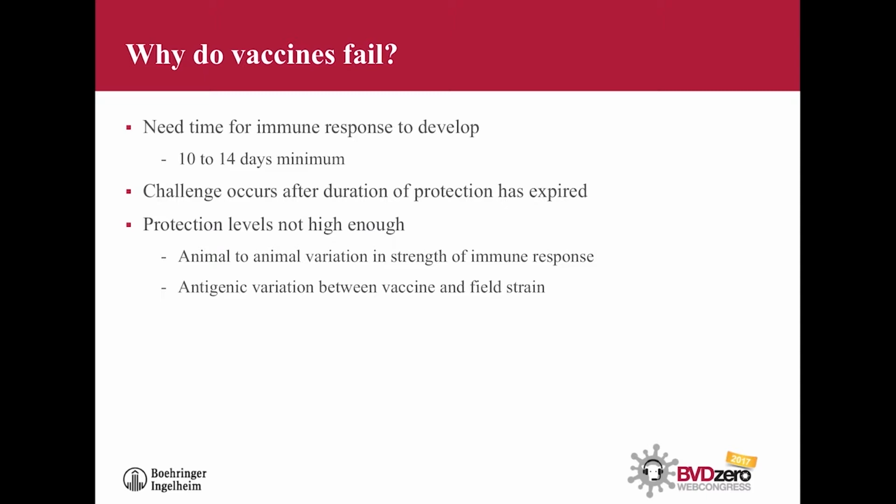That is, if you aren't vaccinating frequently enough to provide the challenge that needs to be there to protect against infection, vaccines will fail. They will also fail if the protection levels are not high enough to fight off an acute infection. So there's an animal-to-animal variation in the strength of the immune response. But the protection level may not be high enough because the virus in the vaccine is antigenically different from the challenge virus the animal's been presented in the field. And we'll talk a little bit about that now.